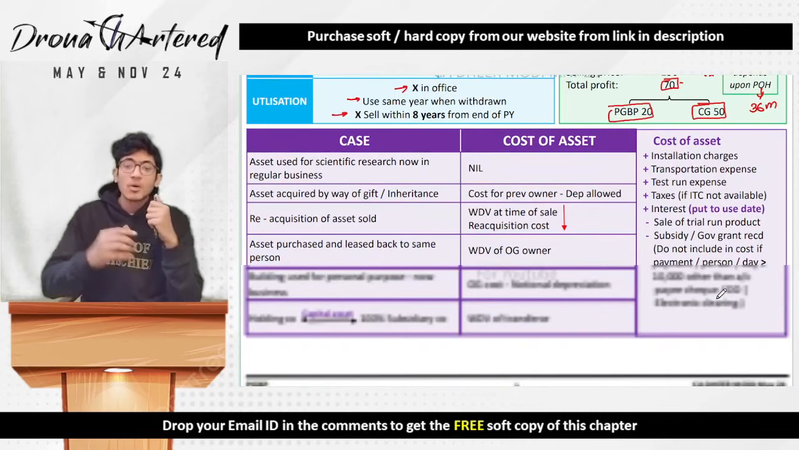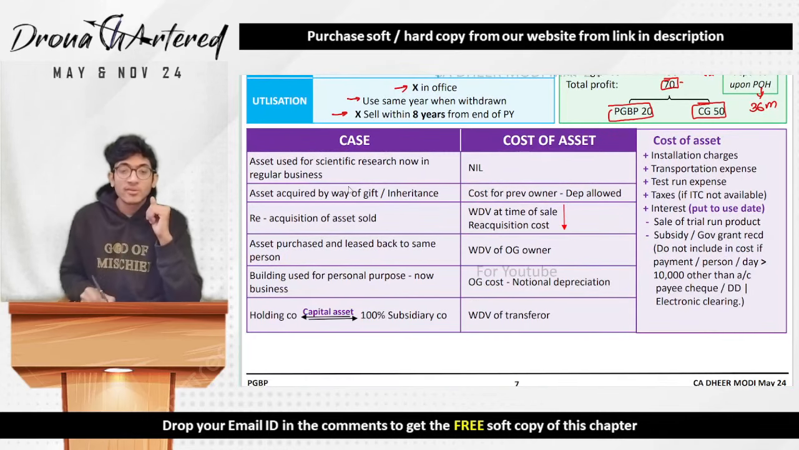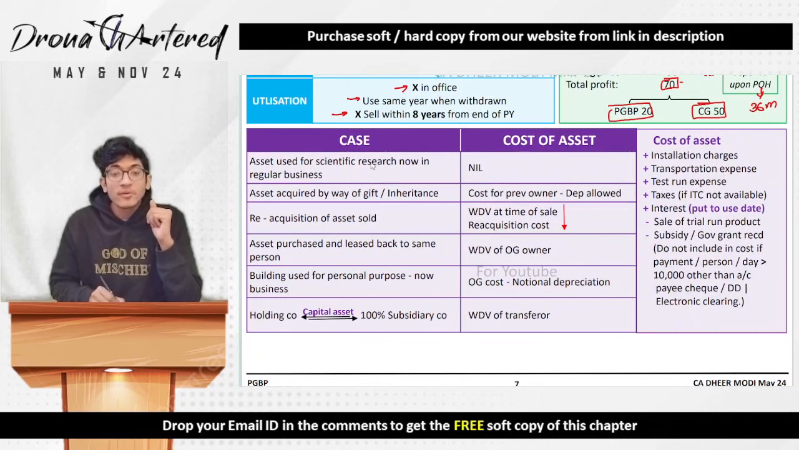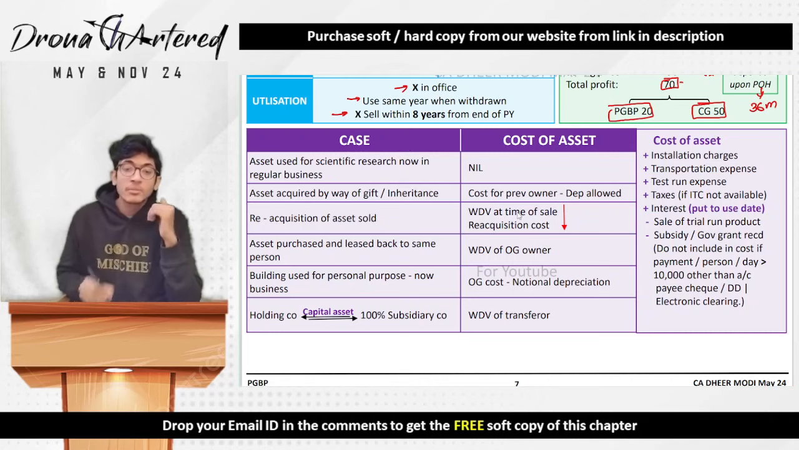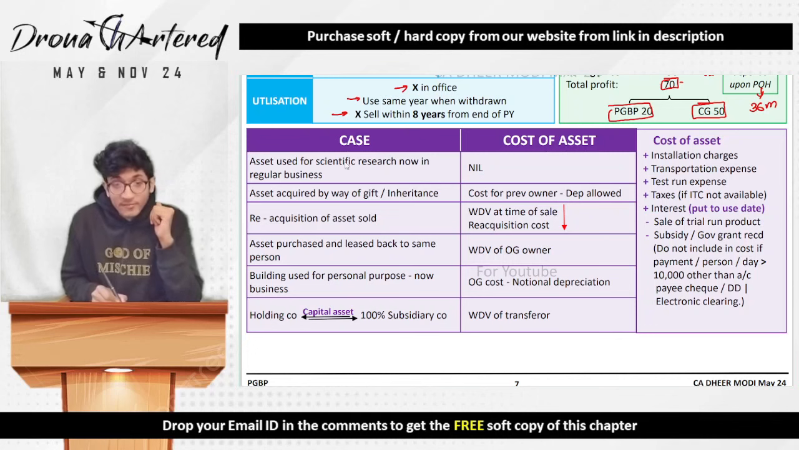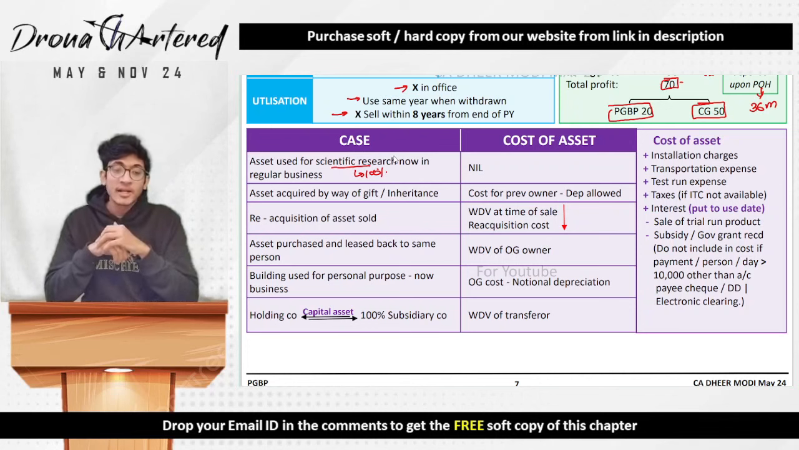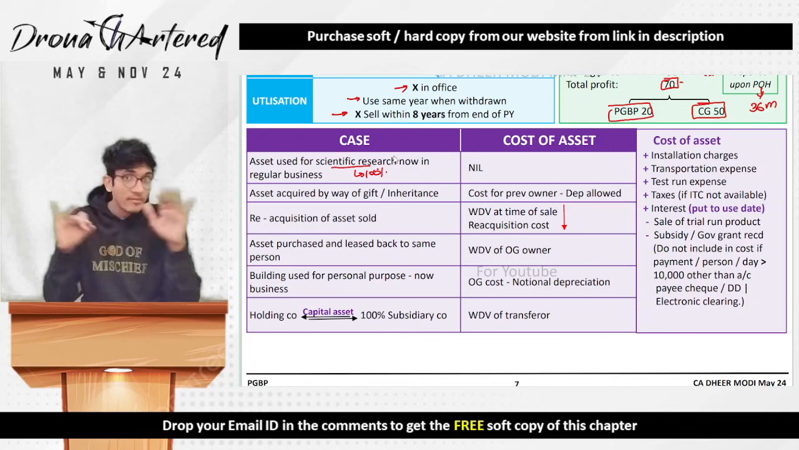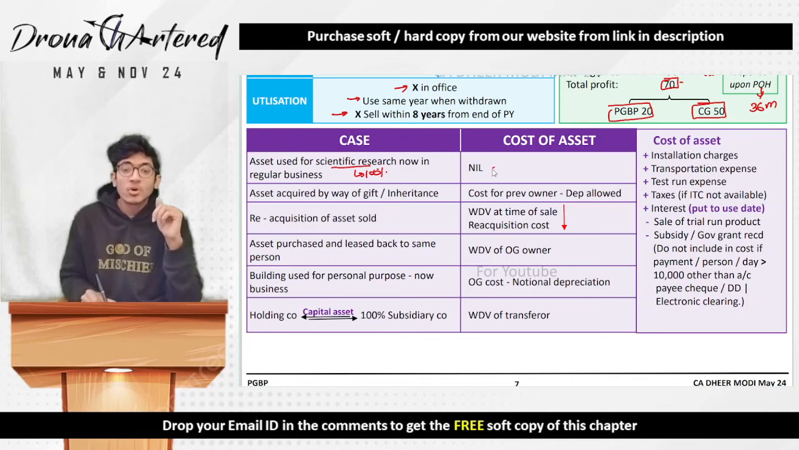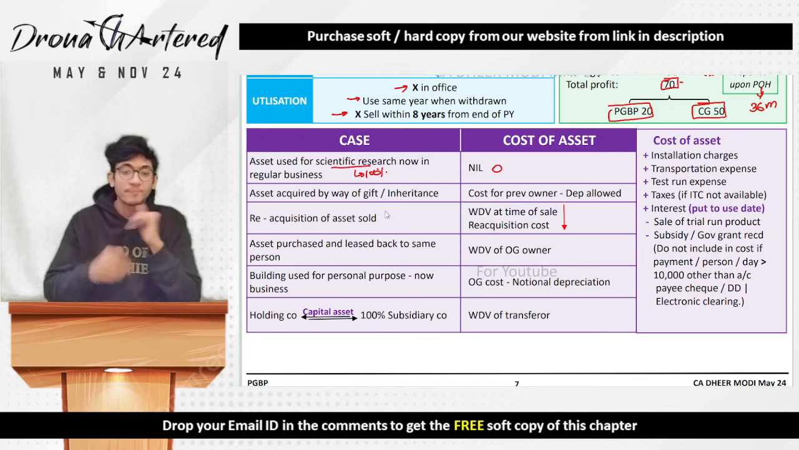Next is how to determine your cost of asset. So for cost of asset, if the asset was used for scientific research, but it is now being used in regular business. So if you remember, under scientific research we give you 100% deduction. That means the entire benefit has been given. So for depreciation, we will not be giving you anything. Therefore, your cost of asset becomes nil.